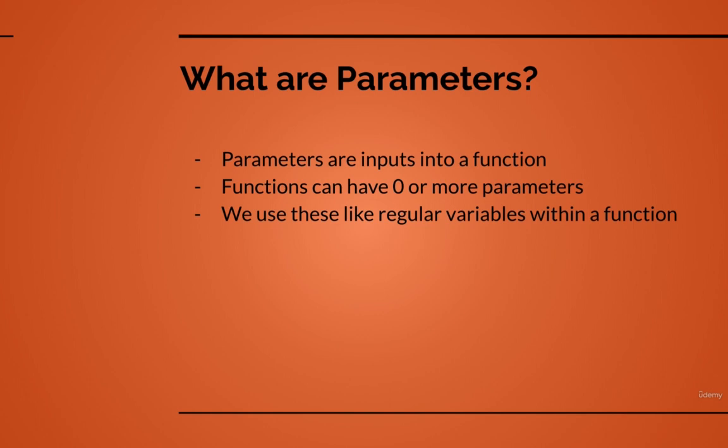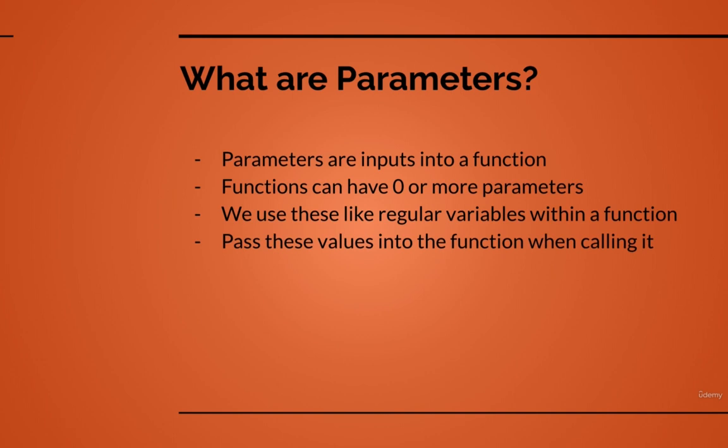When we pass parameters into a function, we can treat these like regular variables within a function. So let's say we pass in some integer variable, we can treat it just like we would any other variable while we're within that function. Outside of the function, it doesn't really exist, but within the function, it's as if we have access to this other variable.